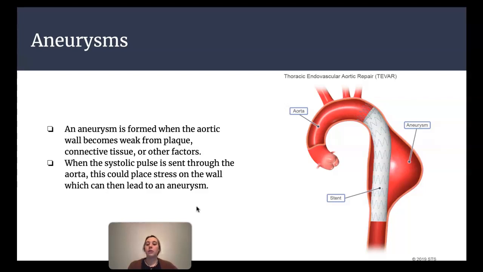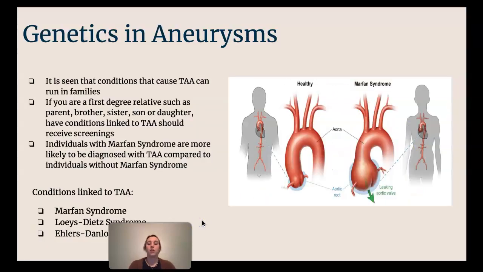Aneurysms. An aneurysm is formed when the aortic wall becomes weak from plaque, connective tissue, or other factors. When the systolic pulse is sent through the aorta, this could place stress on the wall, which can lead to an aneurysm. So this is a picture of a stent that was put in because of an aneurysm through the stress on the wall, and this will help with the aorta function.